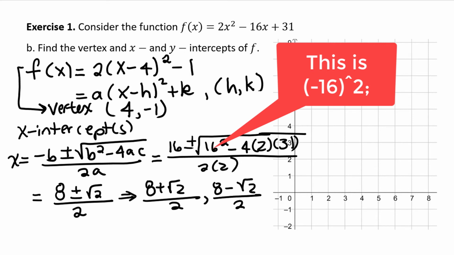Okay, so we have a vertex, which I'll mark as 4, -1. Now we need to get the y-intercept, and the y-intercept is going to be way off the graph here because that's the constant, and that's 0, 31. So let's remember these values and continue.